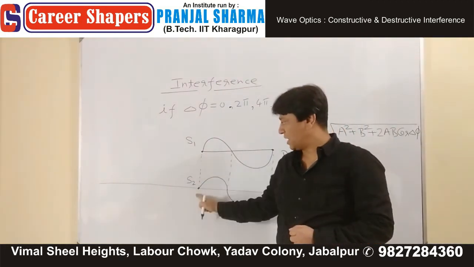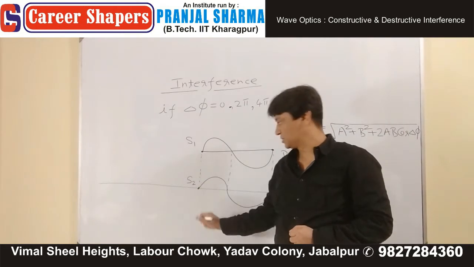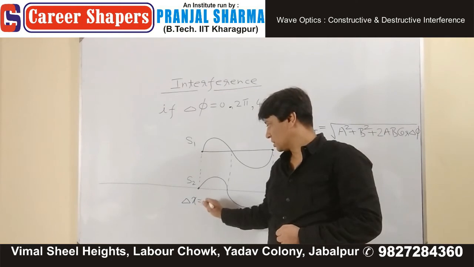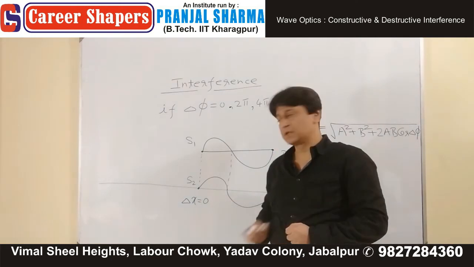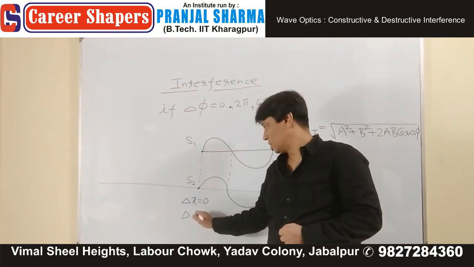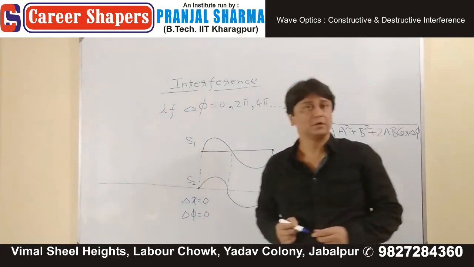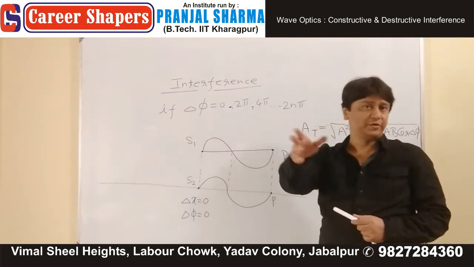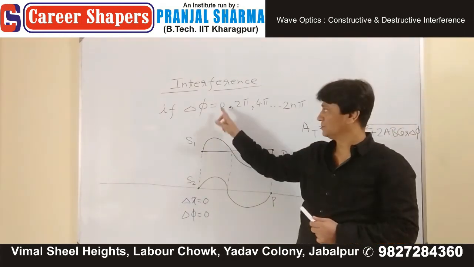And now you can see that what is path difference between S1 and S2? For this position, your delta x is what? 0. Your delta phi is also what? 0. Between S1 and S2, there is no path difference, there is no phase difference.